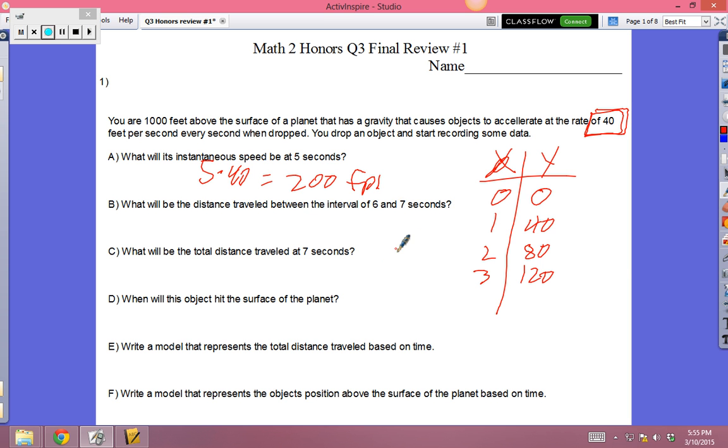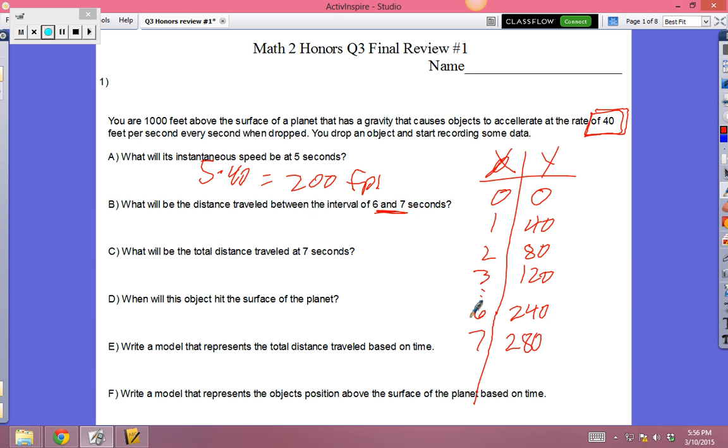B, what's the distance that it will have traveled? Not the total distance, just the distance between 6 and 7 seconds. So if we keep going, at 6 seconds it's going to be going 6 times 40, so 240 feet per second. Then at 7 seconds, 7 times 40 is going to be 280. So this is just the speed, but we need to know the speed to calculate the distance.